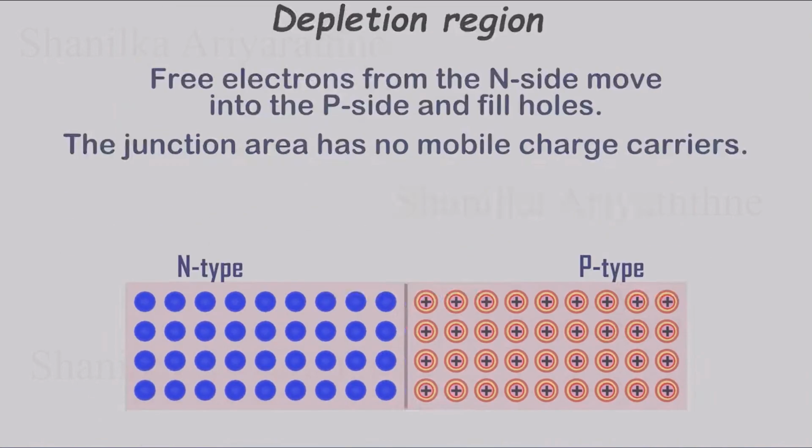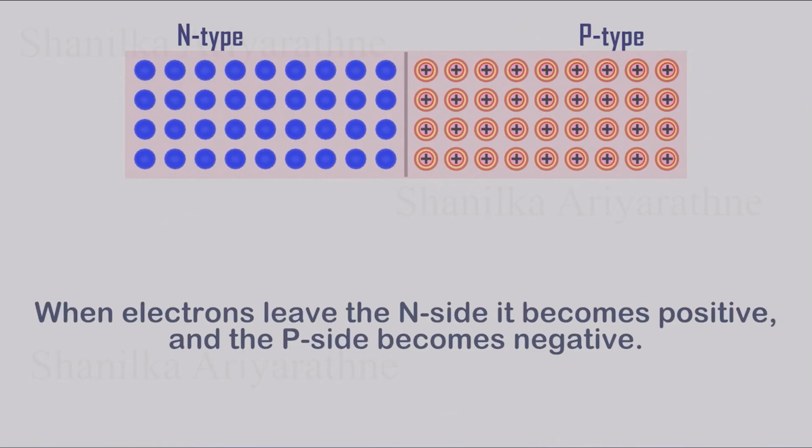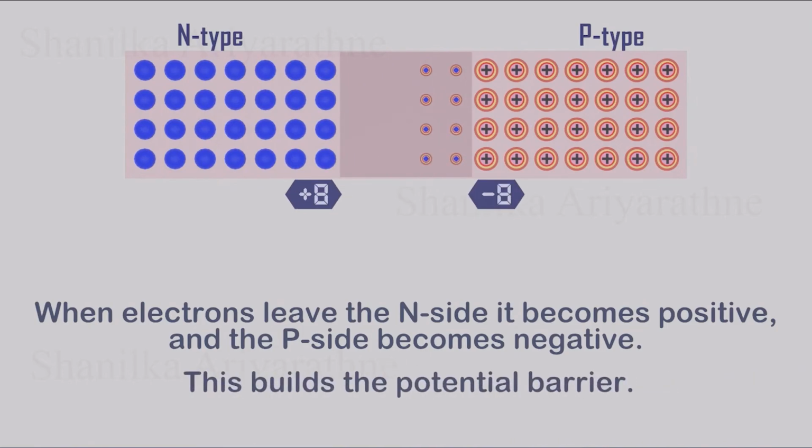But there's something else important happening at the same time. When an electron leaves the N-type side, that region loses a negative charge and becomes slightly more positive. When that electron enters the P-type side, it adds extra negative charge there. This separation of charge creates an electric field at the junction.